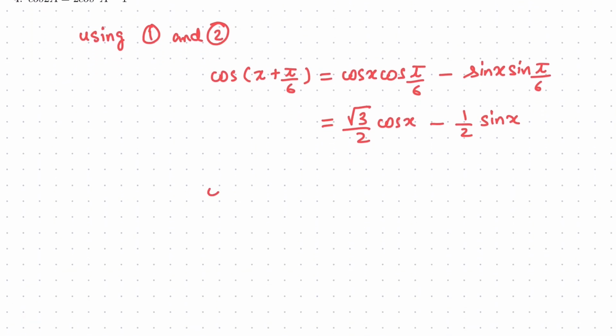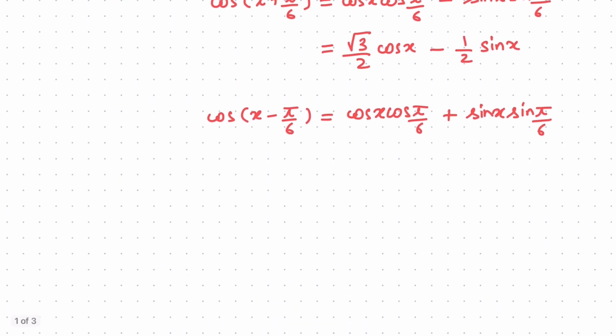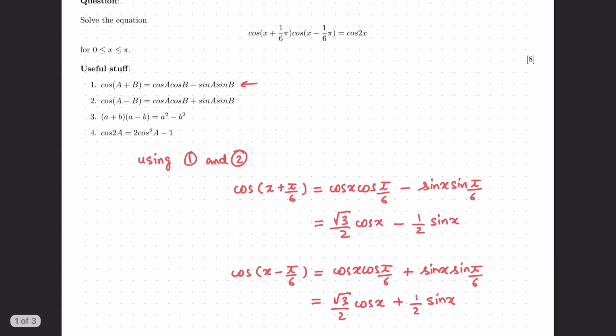We can do the same thing for the other cos. We have cos of x minus pi over 6. This is equal to cos of x cos of pi over 6 plus, this time not a negative sign but a positive sign, sine of x sine of pi over 6. For this one I have used the second equation here, and once again I know the values: cos pi over 6 is root 3 by 2, and sine pi over 6 is 1 over 2, so we get root 3 by 2 cos of x plus 1 over 2 sine of x.